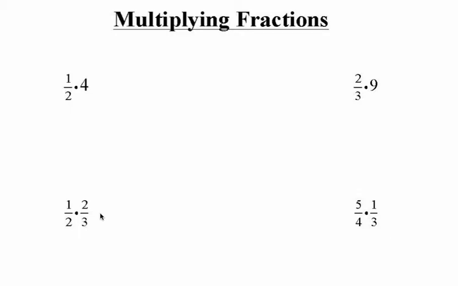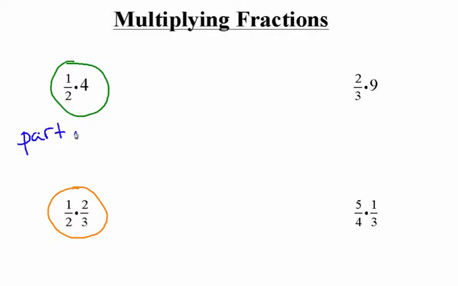When we talk about multiplying with fractions, we're either talking about multiplying a fraction times a whole number, like you'll see circled here in green, or we're talking about multiplying a fraction times another fraction, which you'll see circled in orange. When we're talking about multiplying a fraction times a whole number, we're talking about taking a part of a whole. So the 1/2 is the part, and the 4 is the whole we are taking some part of.